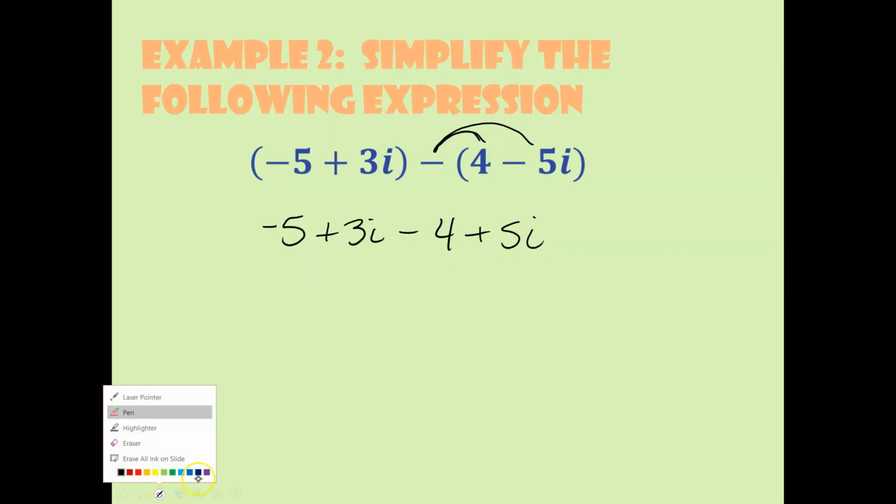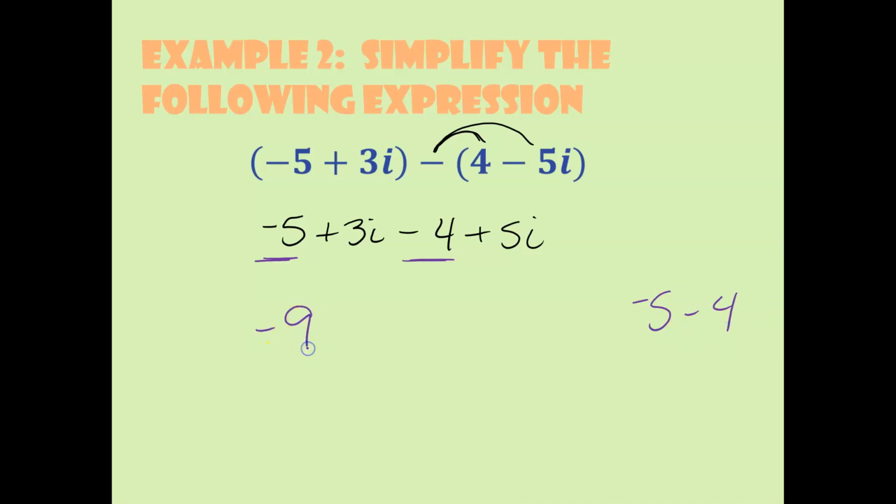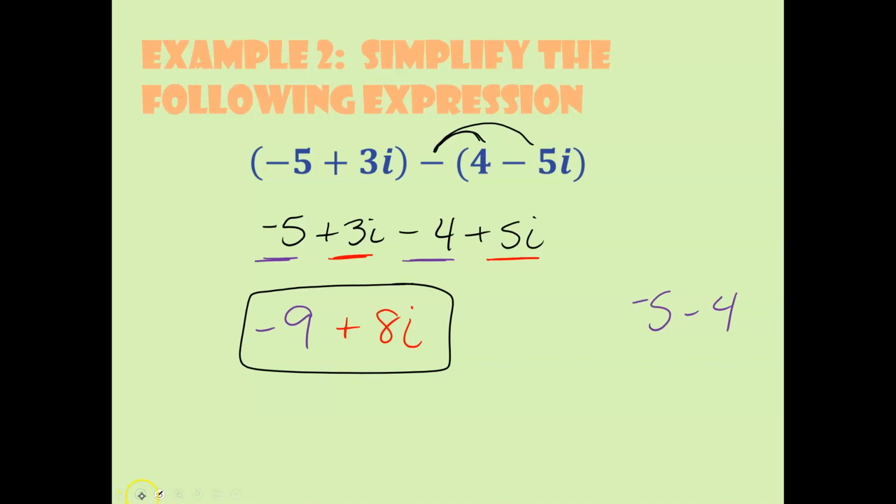After you distribute the negative, we go back to our addition rules. -5 minus 4. And you can use Desmos. You can have your calculator beside you. I'm just doing these in my head. But if you need to, just type -5 minus 4. And you'll get -9. Okay. Then I'm going to do the imaginary numbers. And so that's a positive 3i and a positive 5i. So that's going to be a positive 8i. So my final answer in simplest form is going to be -9 plus 8i. Okay, so all we're doing is simplifying the expressions.